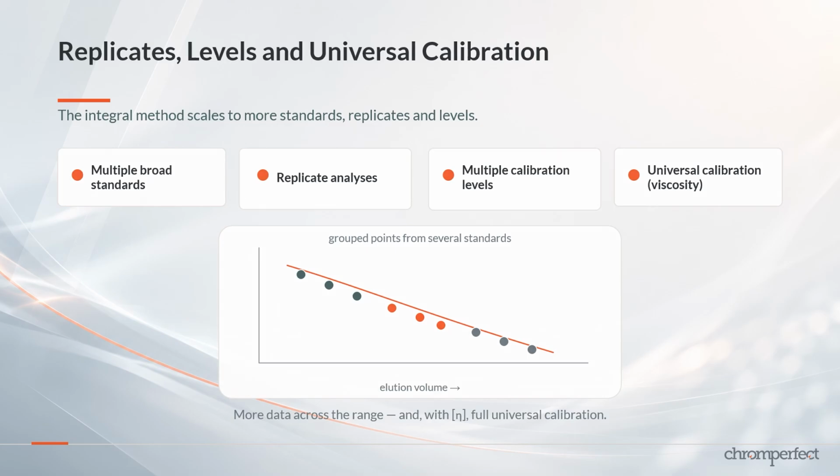The integral method and universal calibration. The integral method can also be combined with universal calibration. When the broad standard's distribution is expressed in molecular weight, Mark-Houwink or viscosity information can be used to convert the standard molecular weights into hydrodynamic volumes. The resulting calibration can then be converted for a chemically different sample polymer. As with narrow standard universal calibration, this requires valid information for both the standard and the sample polymer.